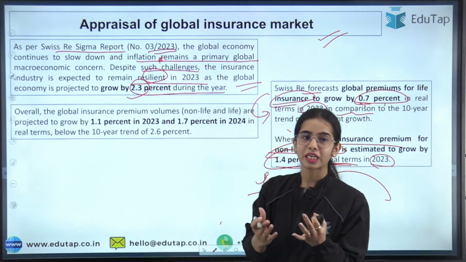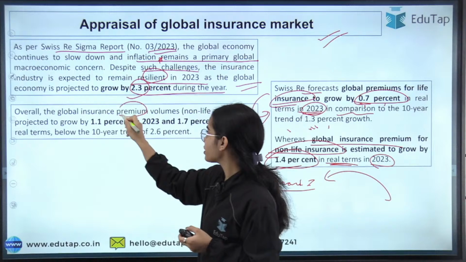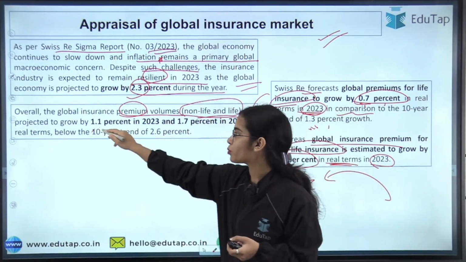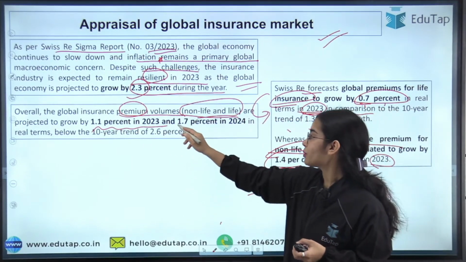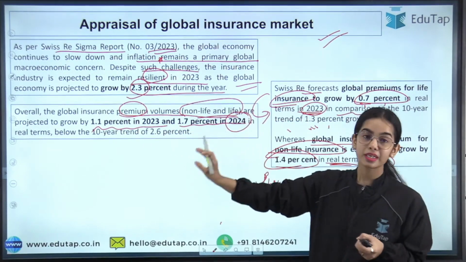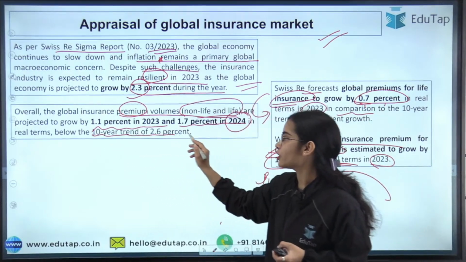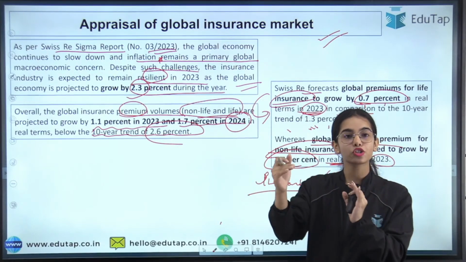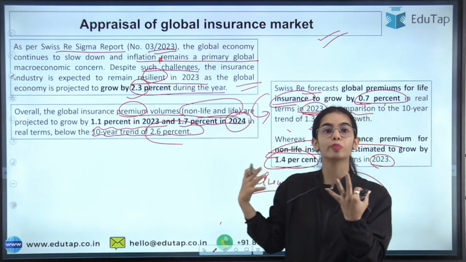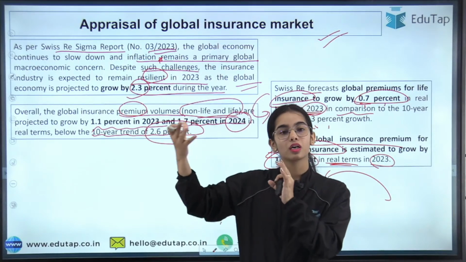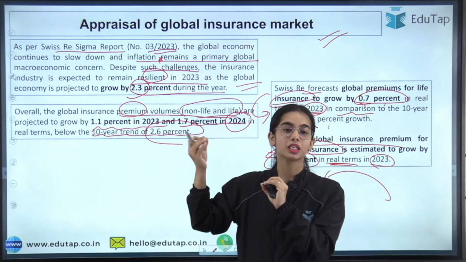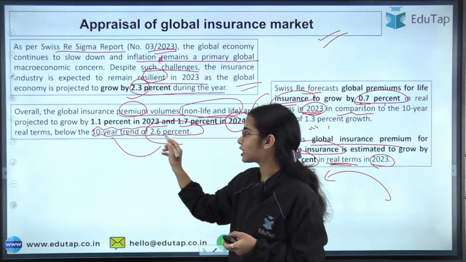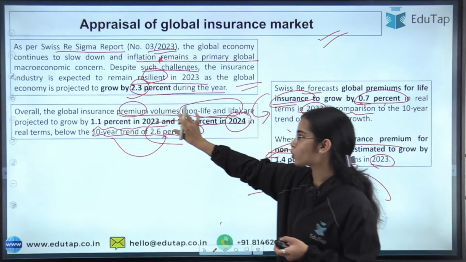Okay. So in totality, overall, the global insurance premium volumes, non-life and life cumulatively, are projected to grow by 1.1% in 2023 and 1.7% in 2024 in real terms, that is below the 10-year trend of 2.6%. So the insurance industry is slowing down at the global level. You can see that in the global economy, the insurance sector is slowing down, as you can compare the 10-year trend and the recent forecasts that have been given.